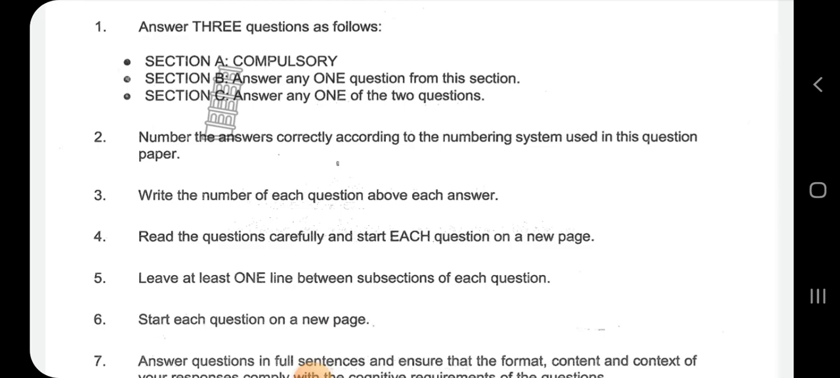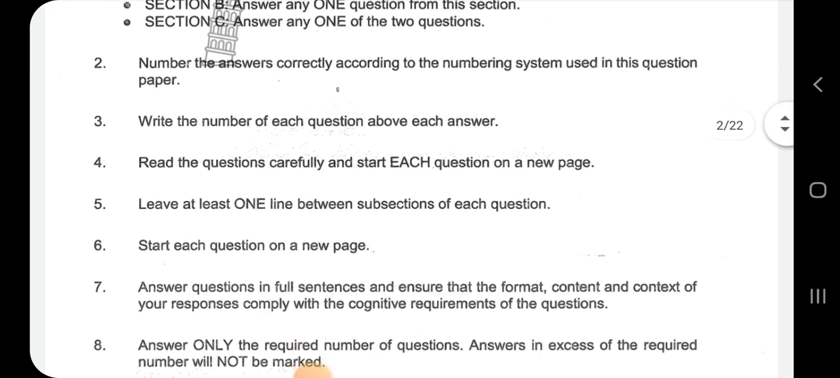You have to answer section A, and then section B, answer any one question from this section. So meaning you are going to be given 2 questions, so you answer 1 in section B. And then in section C, answer any one of the 2 questions. So you are also going to be given 2 questions, you will answer 1. Or in exams, you can be given 3 questions and then you answer 2. You should know how many questions you should answer per section.